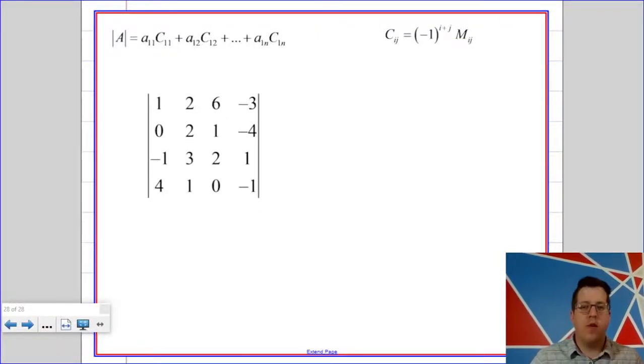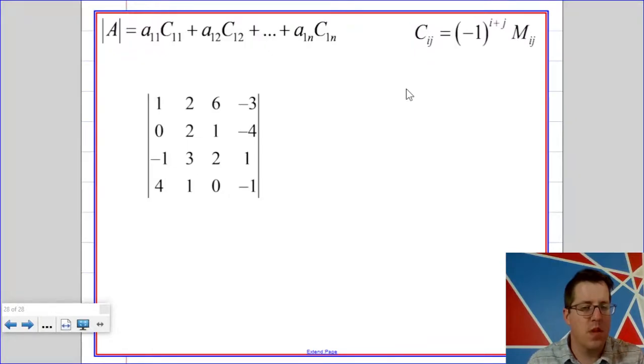Got a quick video for you on how to find the determinant of a 4 by 4 matrix. Okay, so we're going to start with these definitions here. Let me blow them up for you.